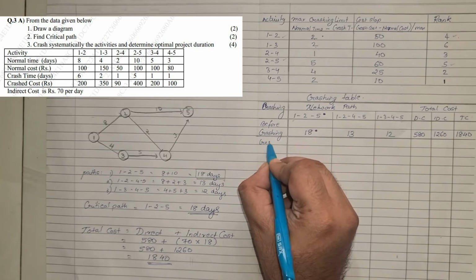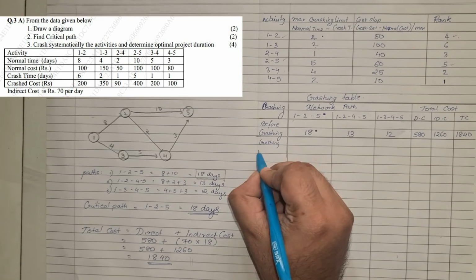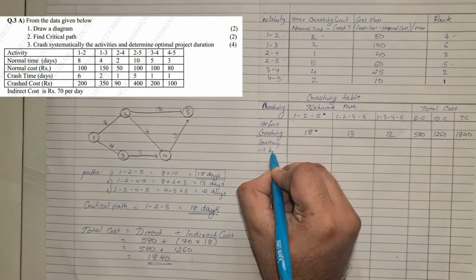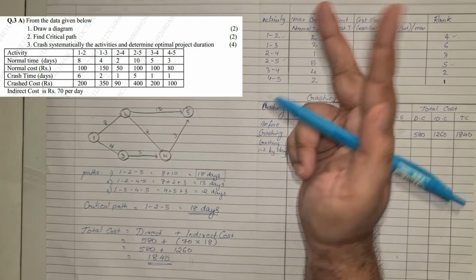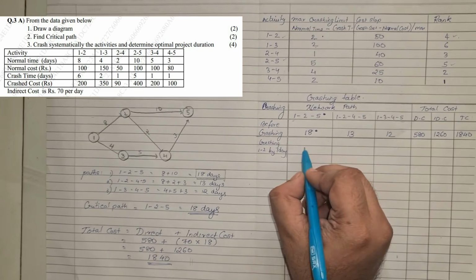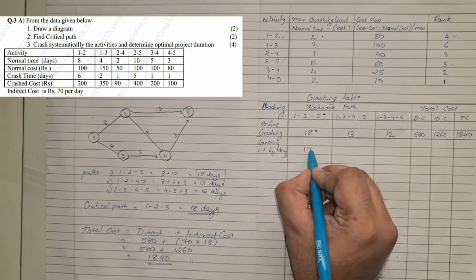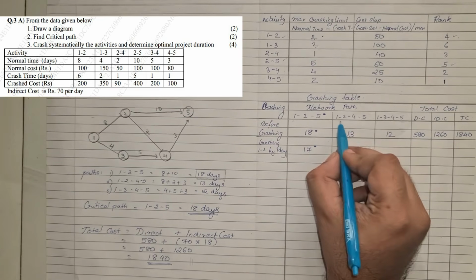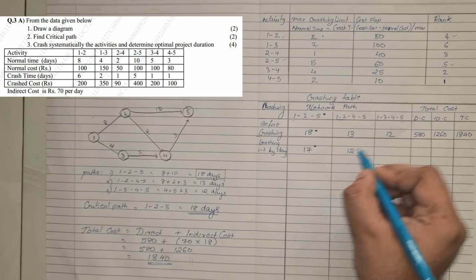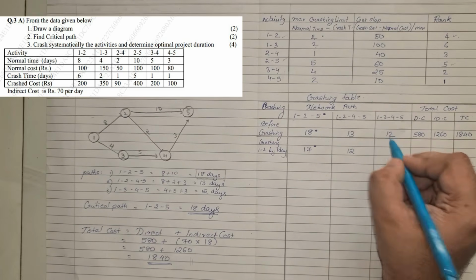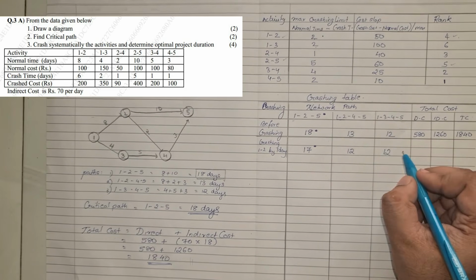So I'm writing here: crashing activity 1-2 by 1 day. We are going to crash it by 1 day. You can crash it twice. If I crash activity 1-2 by 1 day, this will become 17. Now 1-2 is also present here, so this will also get crashed by 1 day. And here there is nothing, so we keep it as it is.